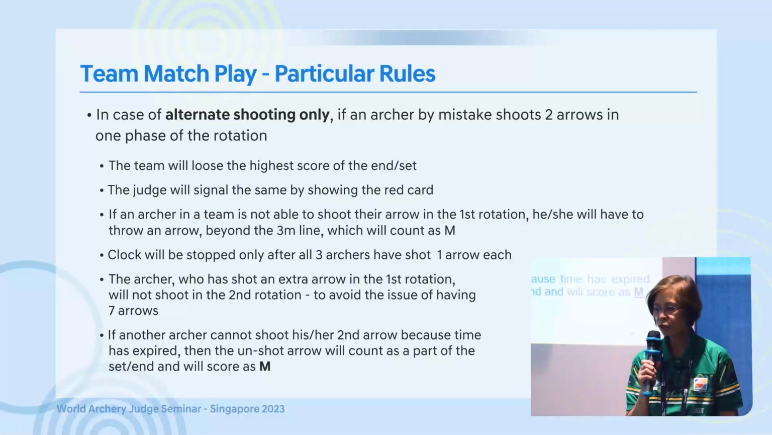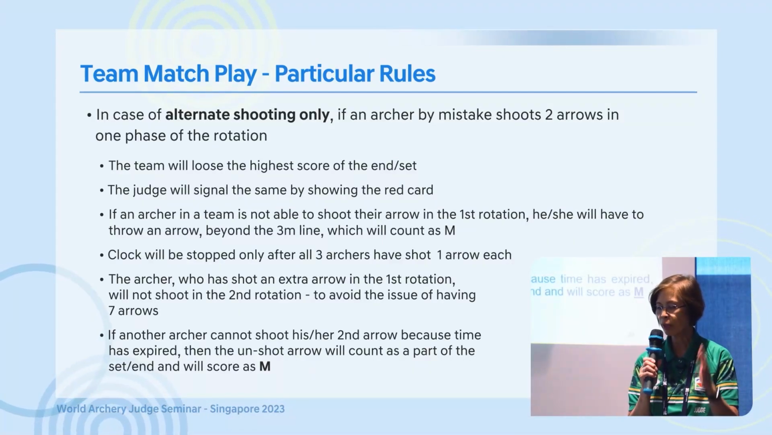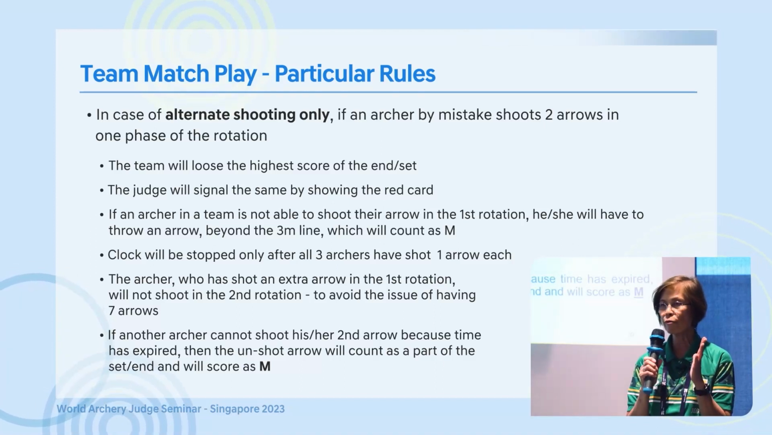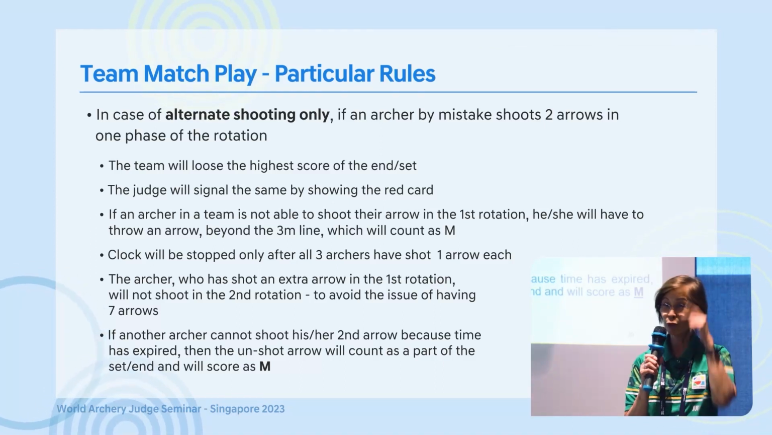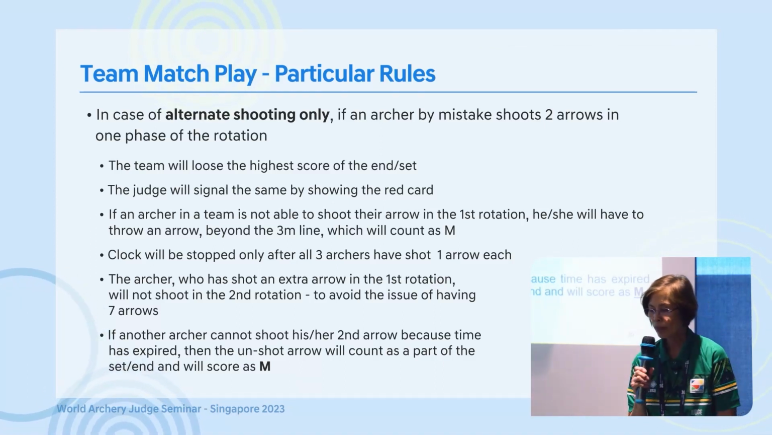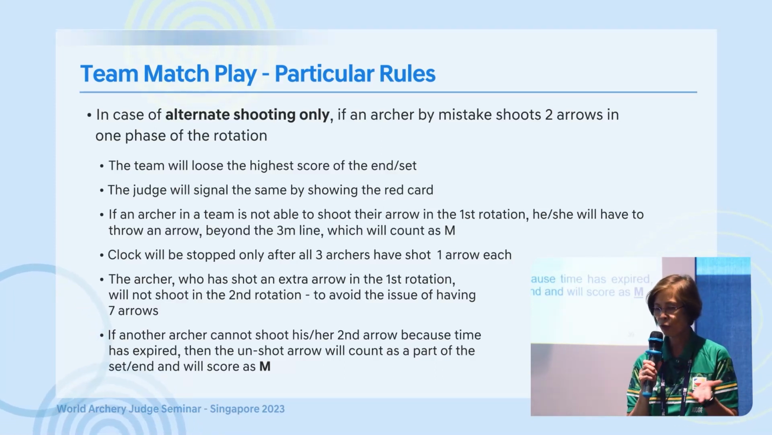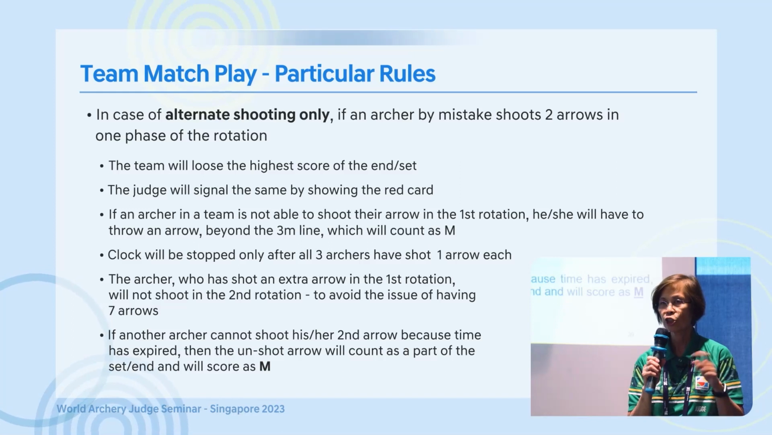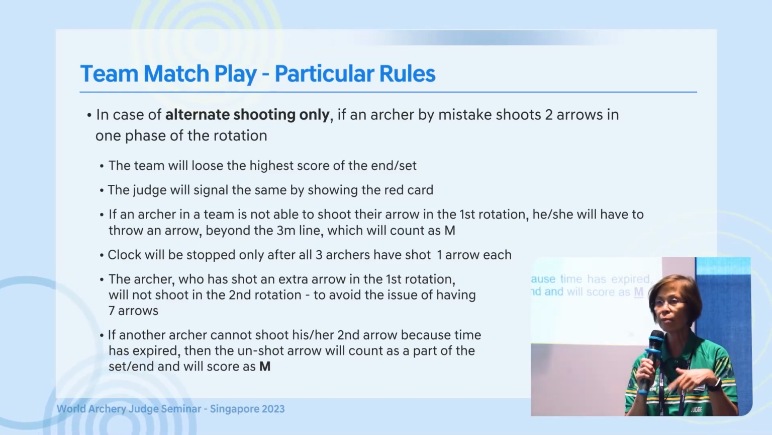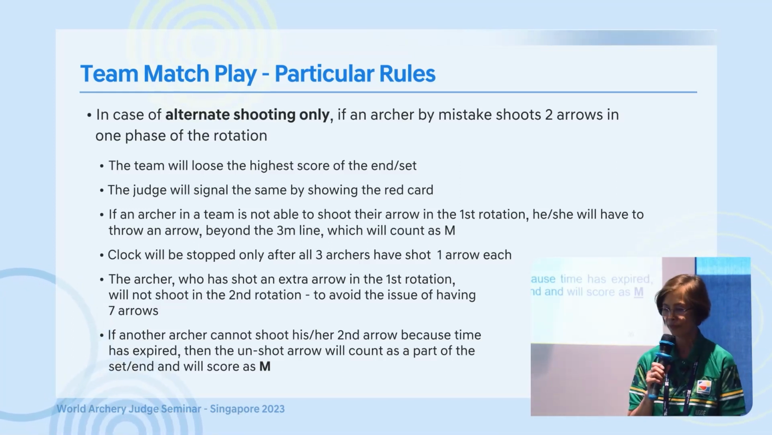In case of alternate shooting only, if the archer by mistake shoots 2 arrows in one phase of the rotation, we talked about this a while ago, the team will lose the highest score of the end or the set. The judge will signal the same by showing the red card.